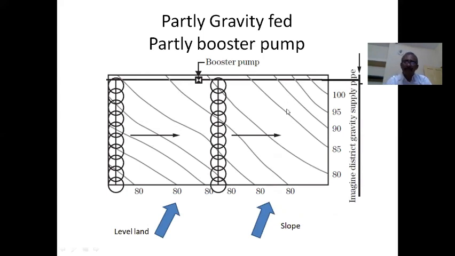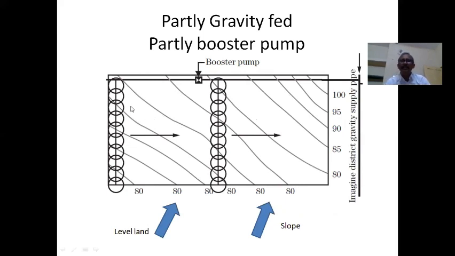In this area, the laterals are laid downslope, and as in the previous case, the pressure gained due to elevation is used for operating the sprinklers. In this area it can be operated because you gain pressure from the fall in elevation of the water. But if you come here, this is level land. When you are operating the lateral in this portion, there will not be any fall in elevation as you come along this way.